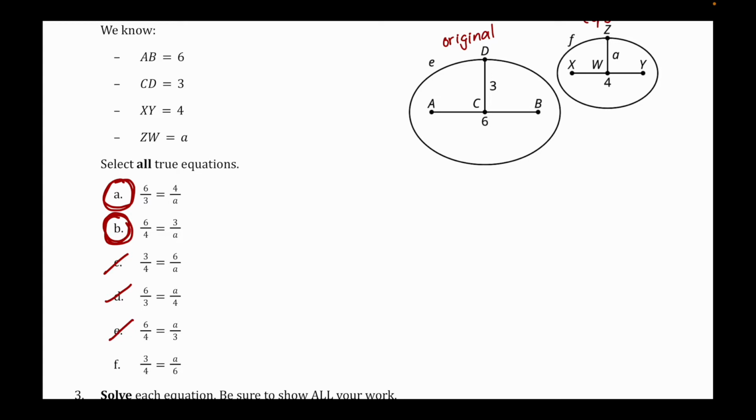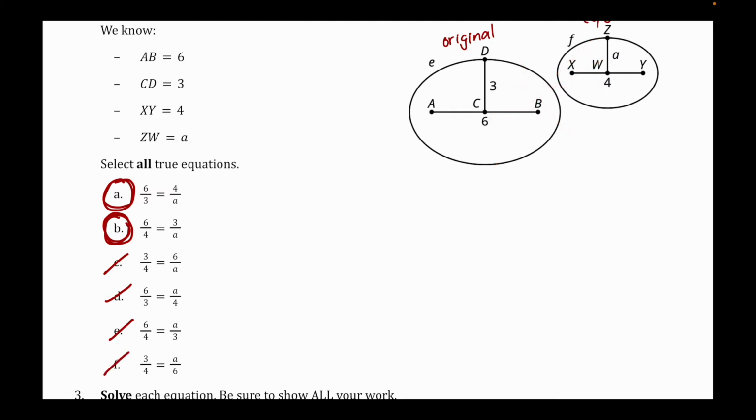3 over 4 equals a over 6. So 3 over 4 is equal to a over 6. Again, my arrows are going different directions and they're crossing over each other. I am not using a corresponding part here. I'm using vertical to horizontal, so it's not going to work either.